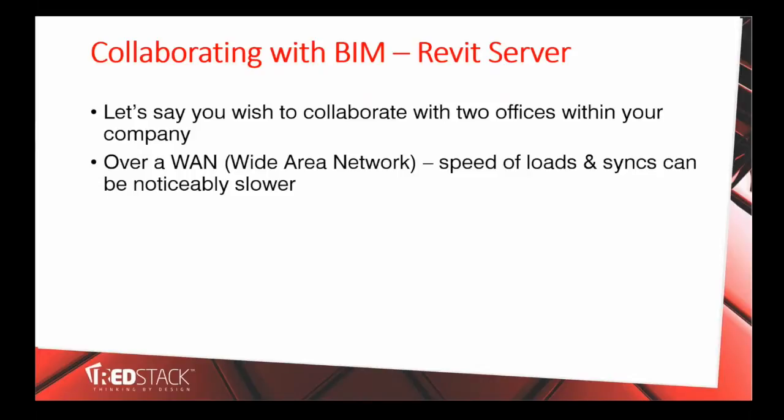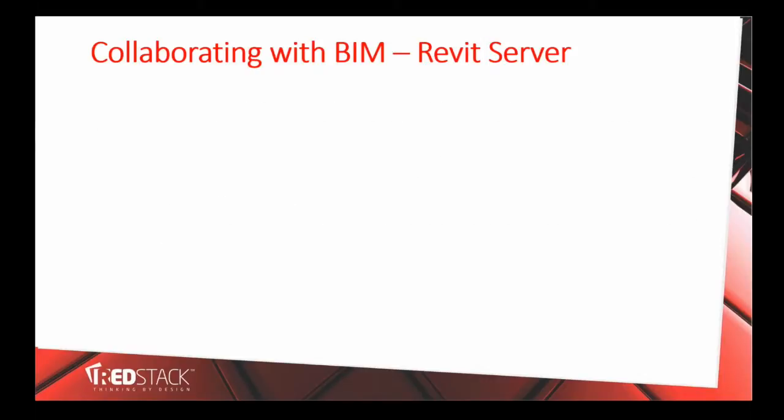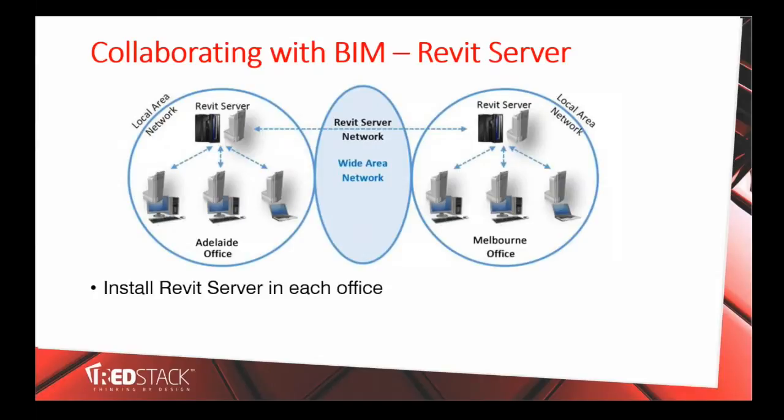Revit Server allows geographically distributed project team members to work simultaneously on a Revit project file. Revit Server allows two or more servers to communicate across this WAN, or wide area network, by caching or replicating the data from one server to the other. Each office installs a single instance of the Revit Server on their data servers, and this creates the Revit Server network.